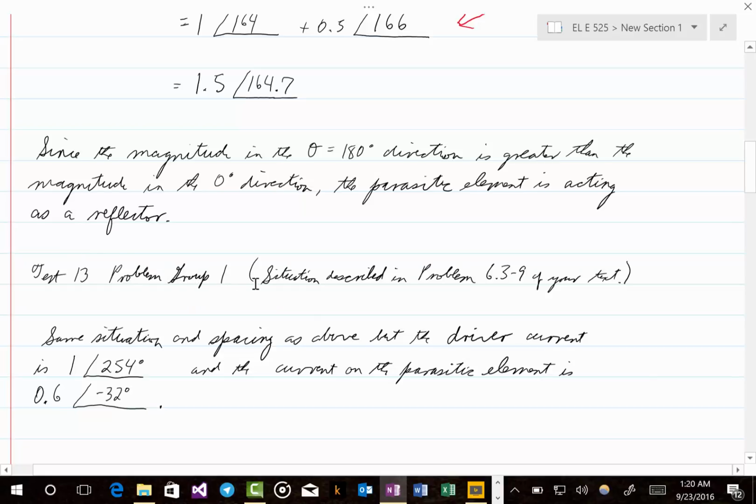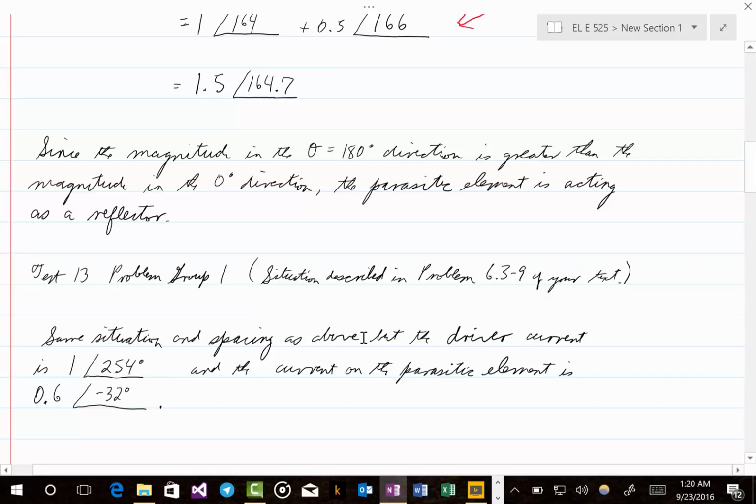So for test 13, we're going to have the situation described in problem 6.3-9. Now again, the problem that we just were discussing was problem 6.3-8, but the problem we're going to consider in this first group of problems on test 13 is problem 6.3-9. However, this problem is almost identical to the one in 6.3-8. The only difference is described here. So it says same situation and spacing as above.